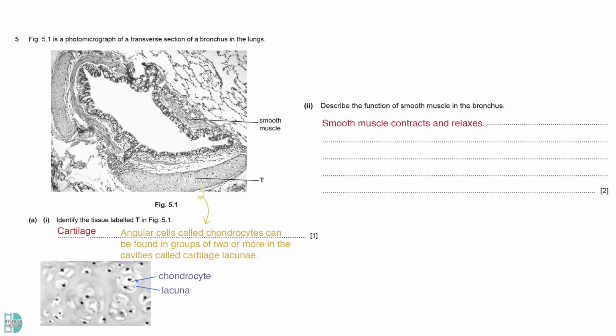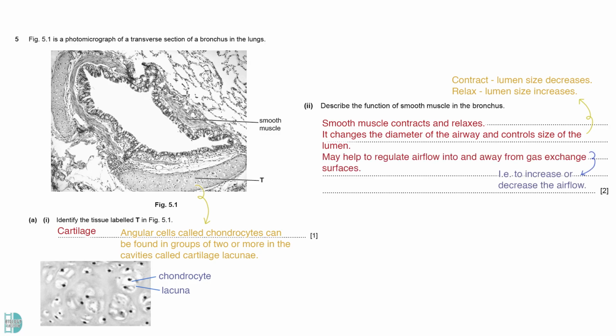Smooth muscles can contract and relax. They do this to change the diameter of the lumen. When they contract, the lumen size decreases, and when they relax, the opposite happens. This is done to regulate the airflow into and away from the gas exchange surfaces.